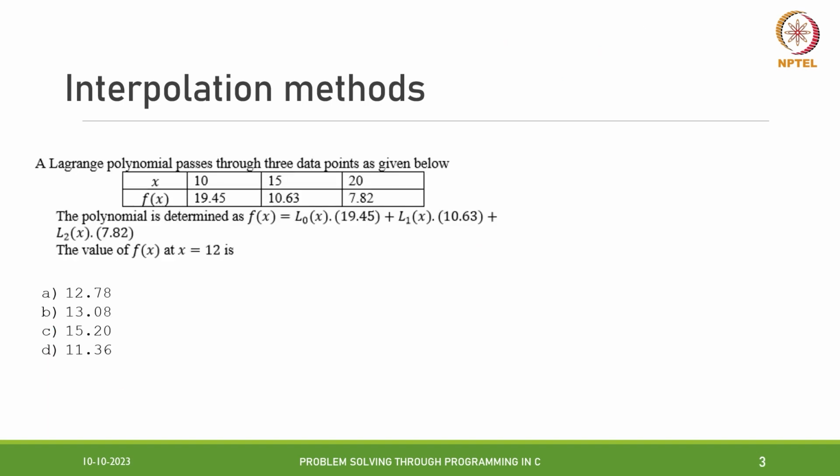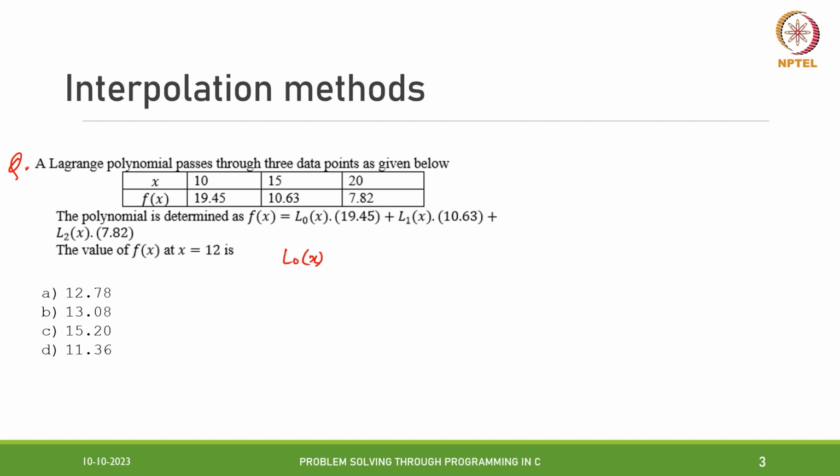Alright, now let's look at another question. Here x is defined at 10, 15 and 20, and the respective f of x values are given. The Lagrange polynomial looks something like this: f of x is L0 of x into 19.45 and so on. The question asks what is the value of f of x at x equals 12. For that, first we have to write the equation for L0 of x, L1 of x and L2 of x. Then we have to calculate the values, put them in this equation and find out what the value of f of x is when x equals 12.